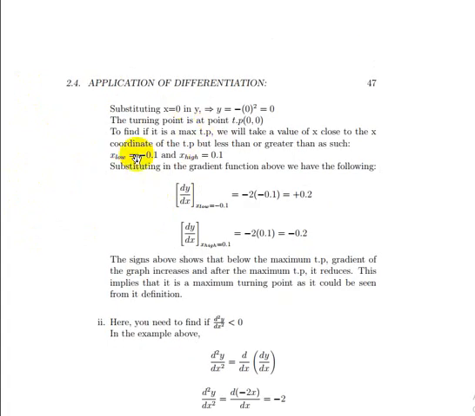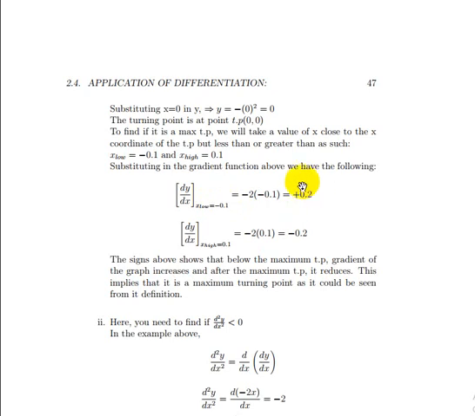In order for you to prove it, you are going to take a number which is below the x coordinate of the turning point. The turning point x coordinate is 0, so we're going to take negative 0.1, and above it we take 0.1. So you're going to find the dy over dx at negative 0.1.